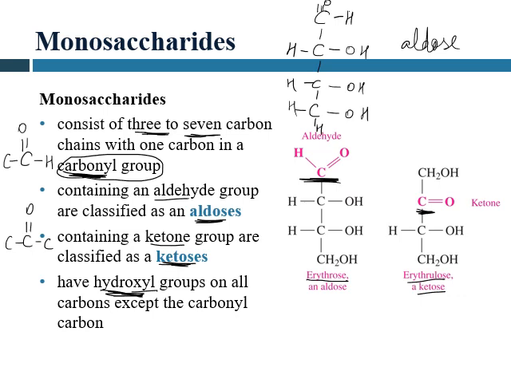And the rest, every single carbon has OH. So it's very simple to draw the structure of a carbohydrate. Every single carbon should have an OH except the carbonyl.